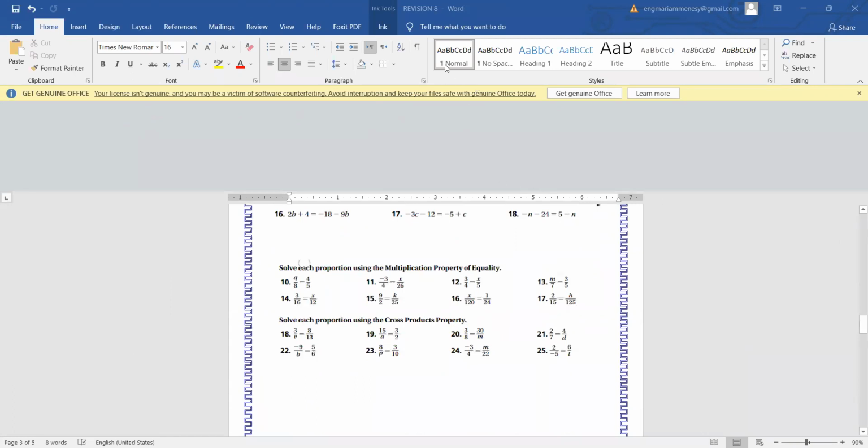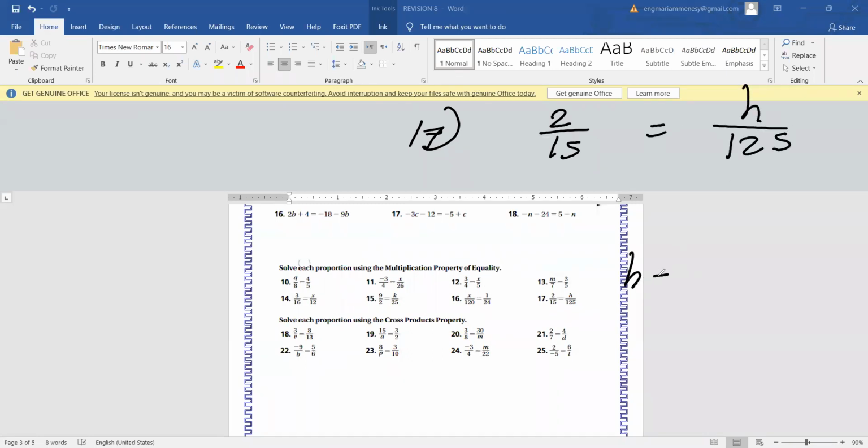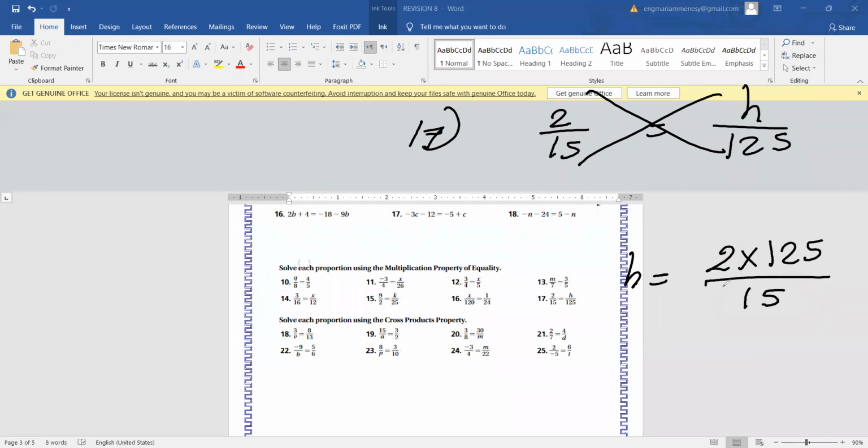How can I solve number 17? Number 17: 2 over 15 equals h over 125. Who can give me the answer? H equals what? Which do I multiply? Multiply what by what? Make scissors. 2 multiplied by 125 over 15, and get the answer, okay?